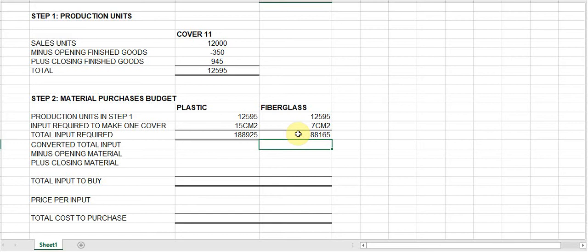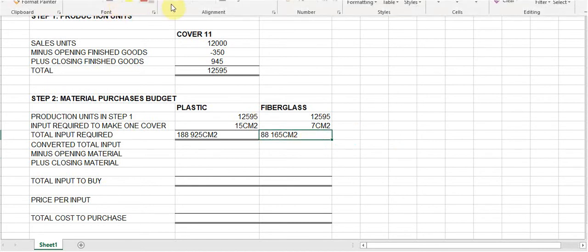So I am just retyping this: 188,925 square centimeters, and here we're going to need 88,165. Was it 65? Let me just quickly check. Yes, 88,165 square centimeters. Right, now we need to convert, and we will be converting to the square meters.